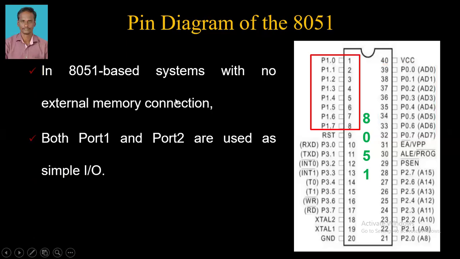Next, port 1. Port 1 is connected to pins 1 to 8 of the 8051 microcontroller. In 8051 based systems with no external memory connection, port 1 as well as port 2 both provide simple IO operation. In this case, port 1 helps you perform IO operation and it can transfer data only.